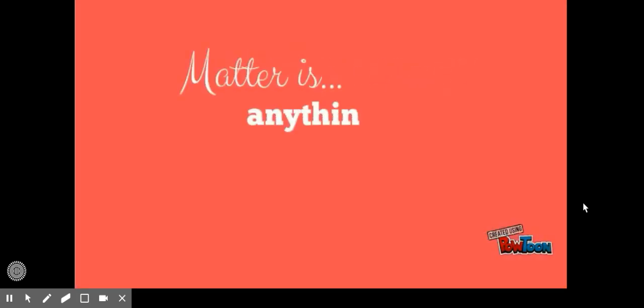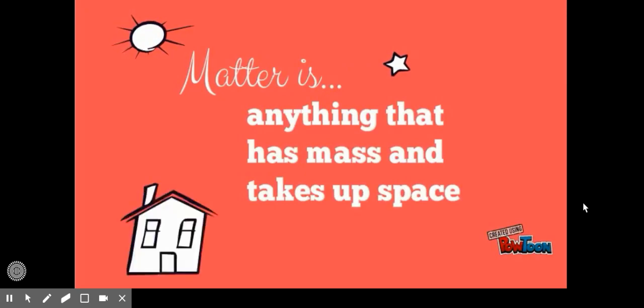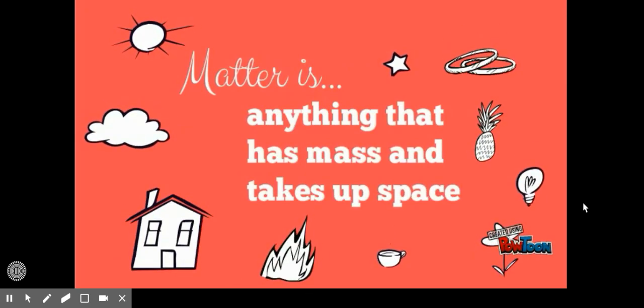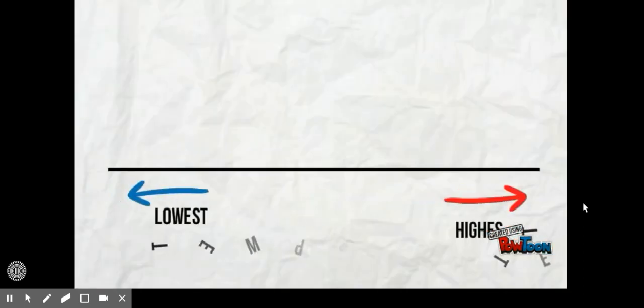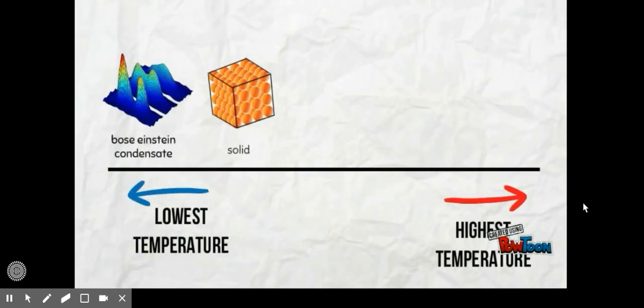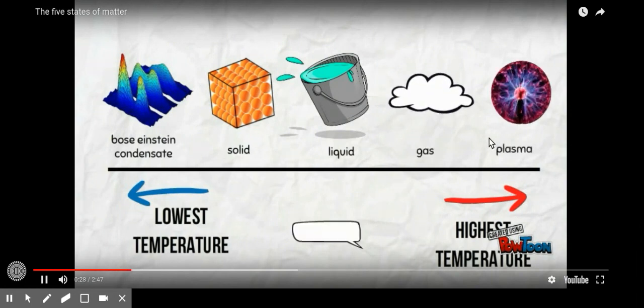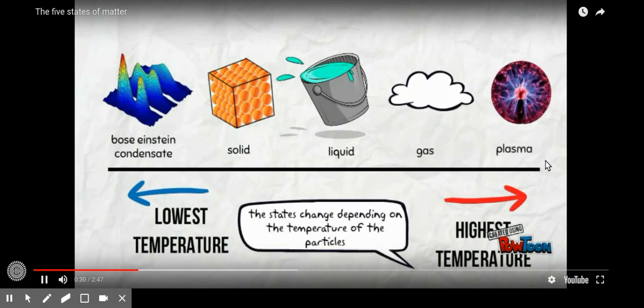So the first state of matter that they're going to go through, so we obviously know what matter is: anything that has mass and has volume, which takes up space. The first state of matter, the lowest temperature, would be right over here. The highest temperature would be plasma. Both of those we don't focus on.